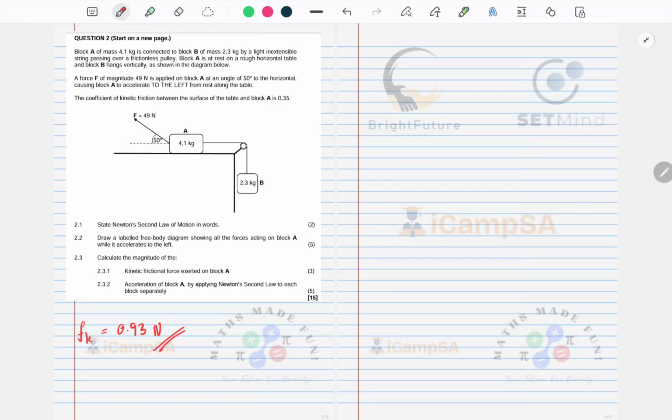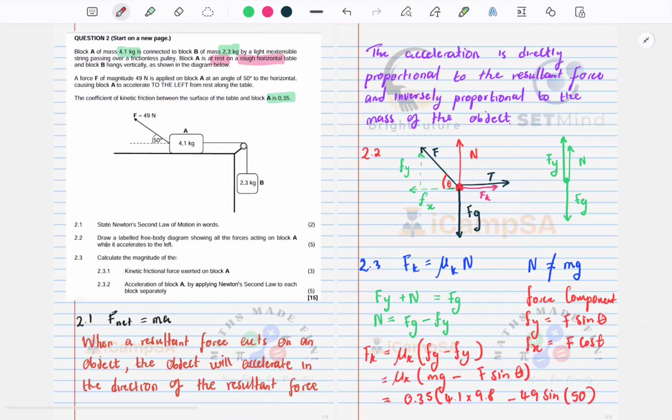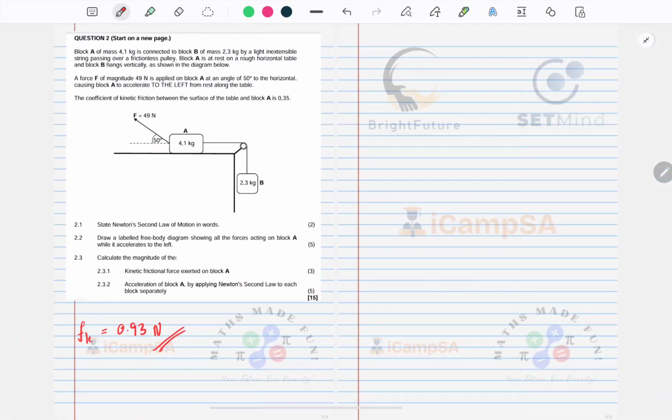So then this is our answer, right? Here they were looking only for the magnitude, and we know that the friction is going to the right. Okay, so let's look at the last question.